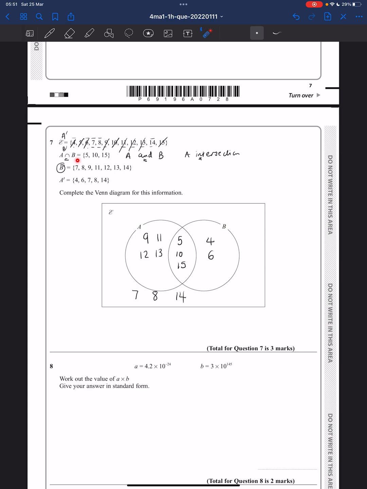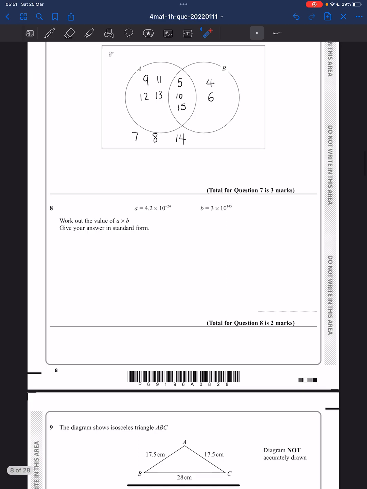Okay, we're going to check. Intersection, yes. Not in B: 7, 8, 9, 11, 12, 13, 14. That's correct. And not in A. I'll just circle that for completeness now. Not in A. So here, 4, 6, 7, 8, 14. Right. A is that. B is that.